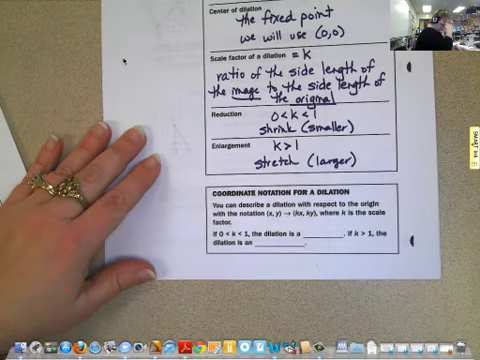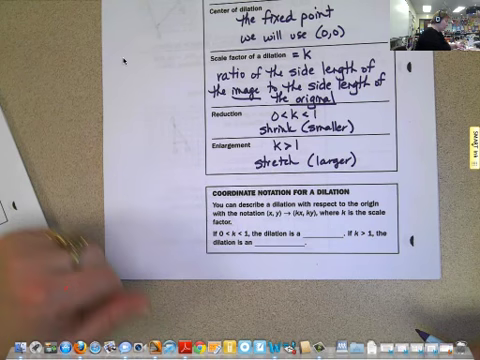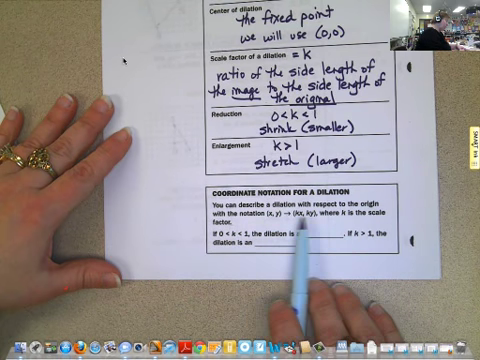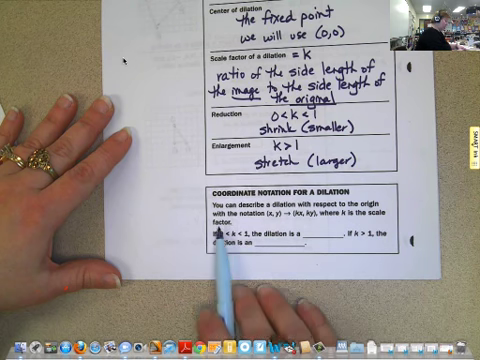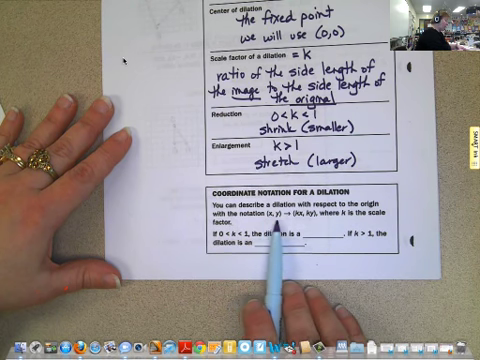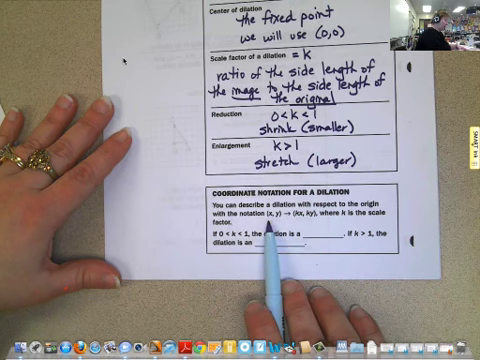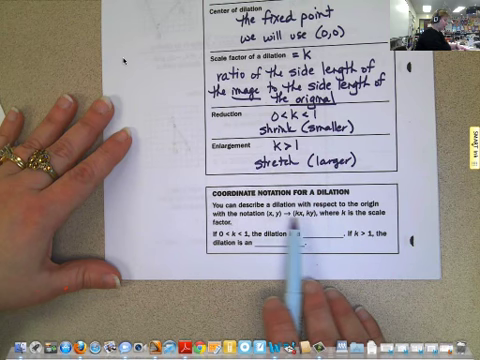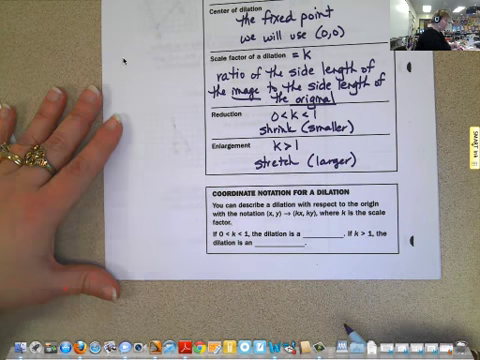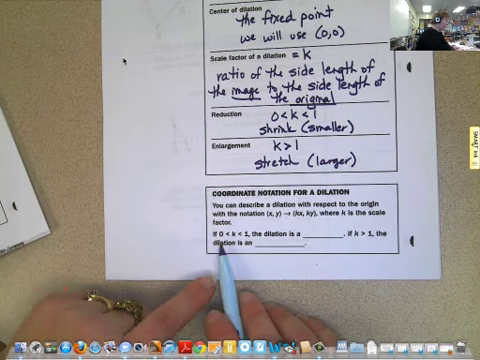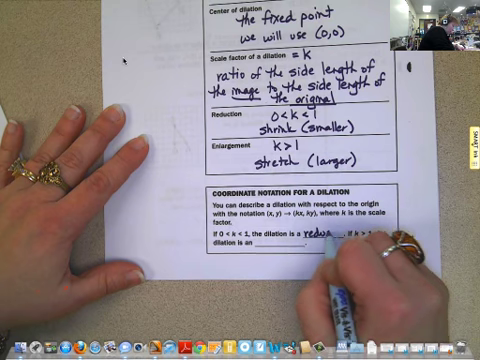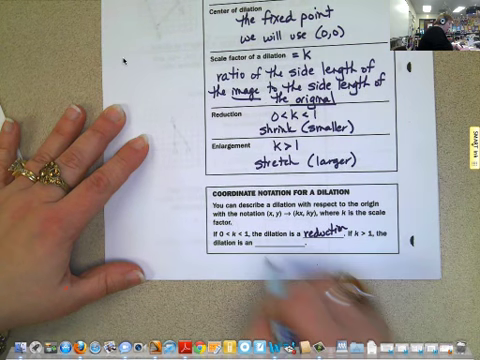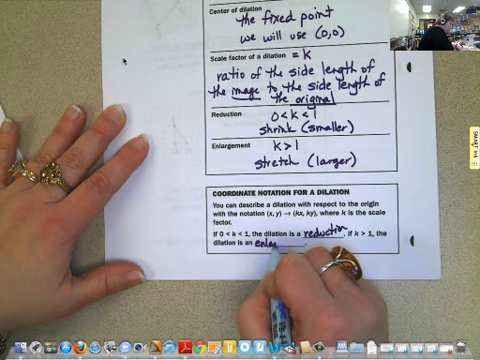So we're going to talk about coordinate notation for a dilation. You can describe a dilation with respect to the origin. Again, that's our fixed point. With the notation, for every point (x, y), if you multiply the x by the scale factor and the y by the scale factor, that's where you'll get your new point. So this is just reiterating that if it's between 0 and 1, you're going to have a reduction. And if it's greater than 1, you're going to have an enlargement.